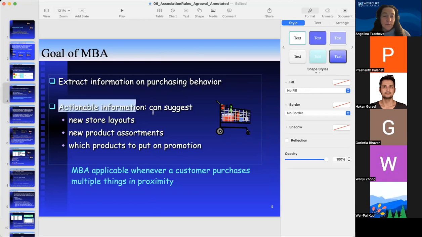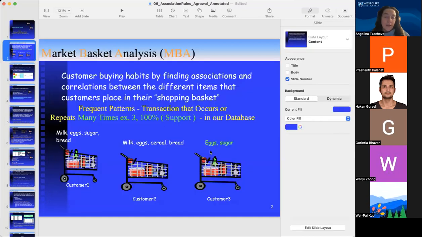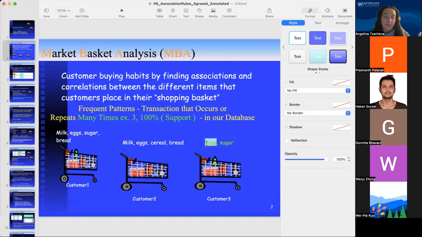This is actionable information because we can use it to our advantage. How can we use it to our advantage? So actionable information means we can take some action based on the information. If, let's say, we find out that in the grocery store, eggs and sugar are frequently purchased together, we could take some action, right? We could put the eggs next to the sugar so that it's easier for people to see them and find them.